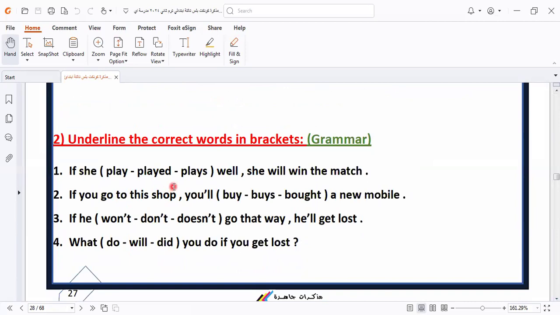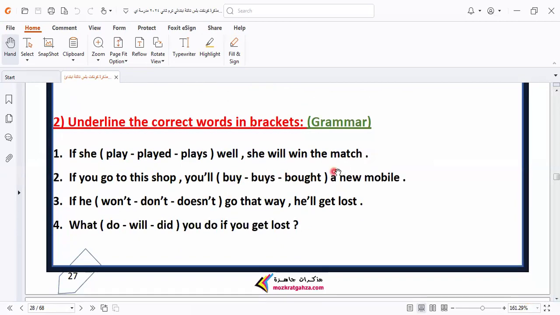This is the if conditional. As we told you, the first part is in the present, and the next part will be will plus the infinitive form. Let's do this exercise together. She will win the match. Here we have will plus the infinitive form. So the answer will be: if she plays. Why did I put plays here? You can say why Miss Iman put S, because as we told before, she is singular and singular takes S. So the answer is: if she plays well, she will win the match.